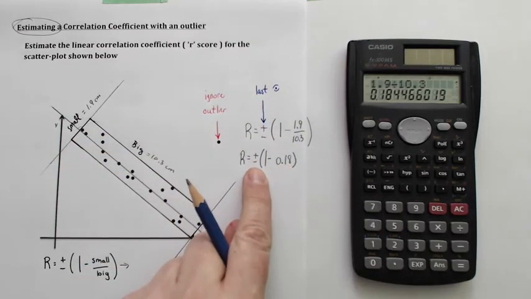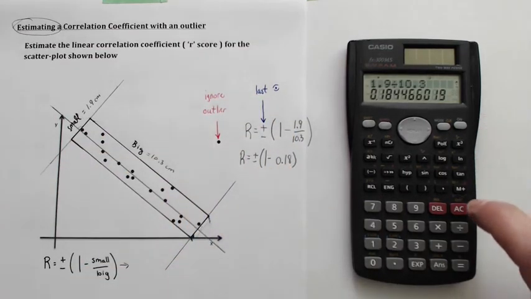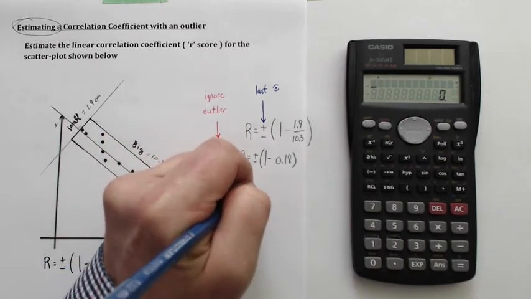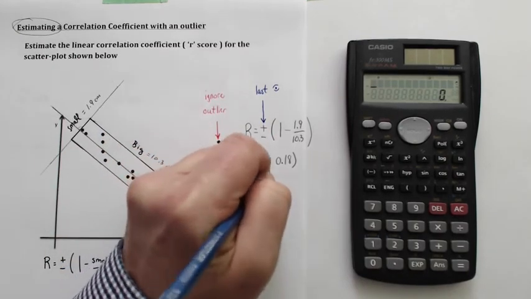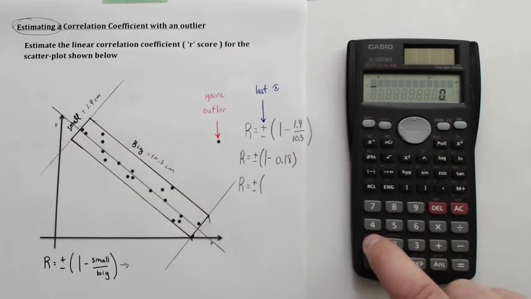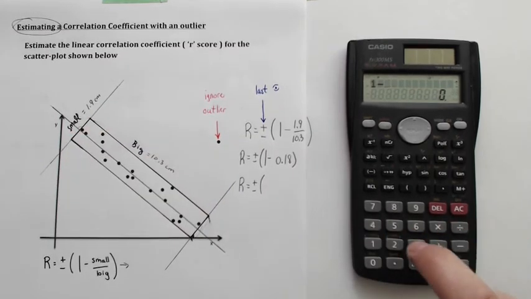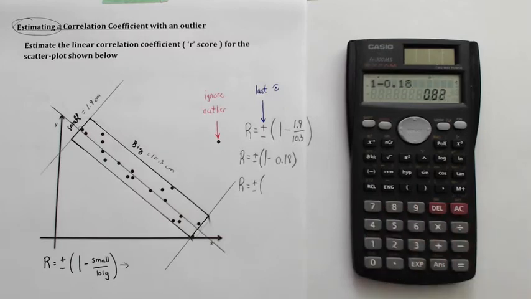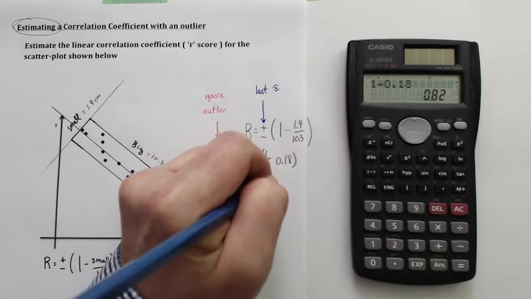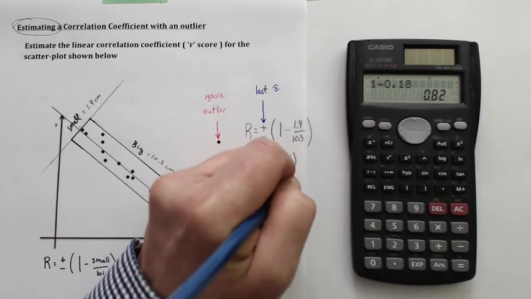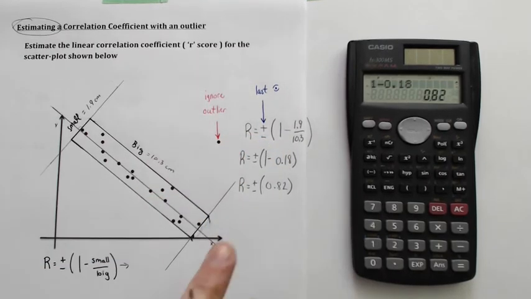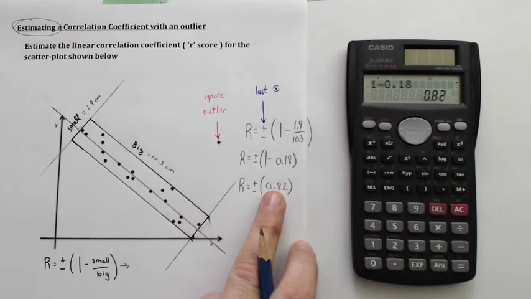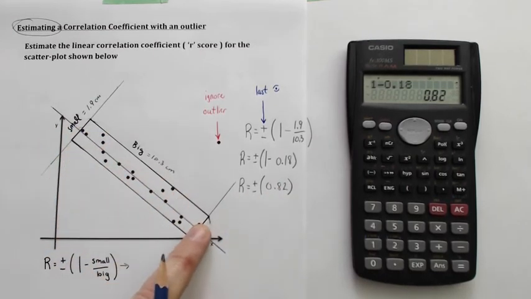And now I'm going to take that away from the number 1. So I'll just clear up my calculator there. And I write down R is equal to, still hanging on with that plus or minus for now, and I'm going to go 1 minus 0.18. And when I do that, I get 0.82. So there's the strength of my correlation coefficient. It's pretty strong. It's pretty close to the number 1, and you can see that that pattern was fairly linear.